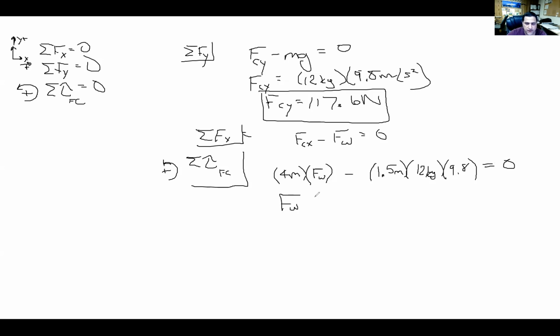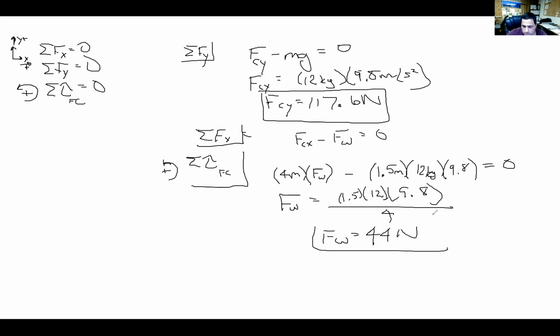So if we solve this for FW, it'd be my 1.5 times 12 times 9.8 divided by 4. So FW is 44 newtons. We see that from this, reaction force C in the X is also going to be 44 newtons, equal and opposite.